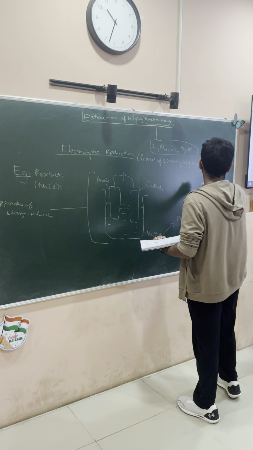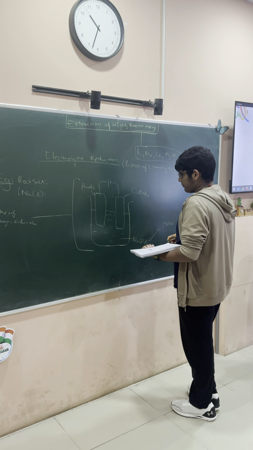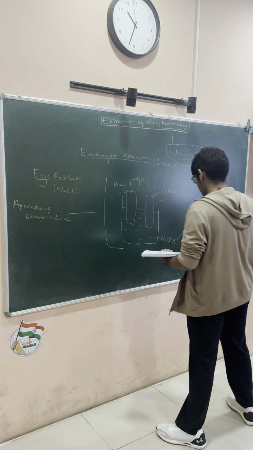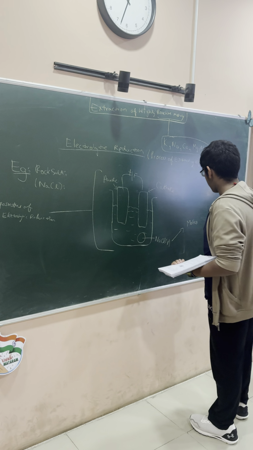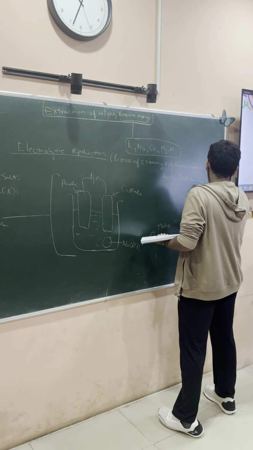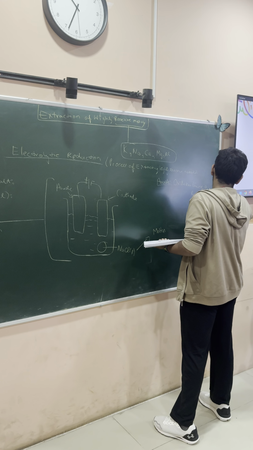Now, what happens in the anode? Let's talk about what happens in the anode first. I'll set the plus sign here, and this is minus. So basically what happens in the anode is oxidation. The definition of oxidation is the gain of oxygen and loss of hydrogen.